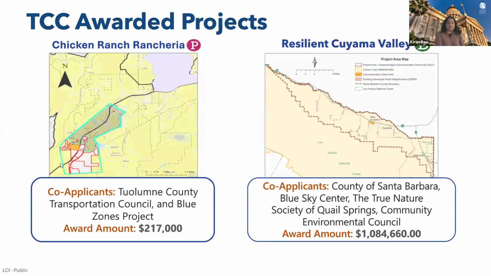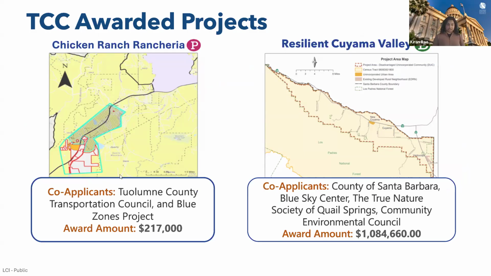Here are some of our planning and project development grantees in action. Chicken Ranch Rancheria is one of our Round 4 planning grant recipients. This grant focused on identifying community needs via a robust community outreach strategy and development of a climate and health plan. Partnered with the Rancheria was the Tuolumne County Transportation Council and the Initiative Blue Zones Project.